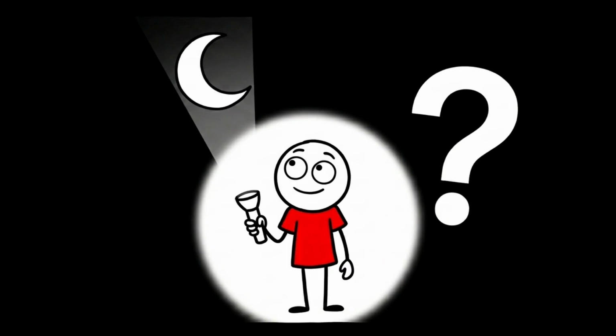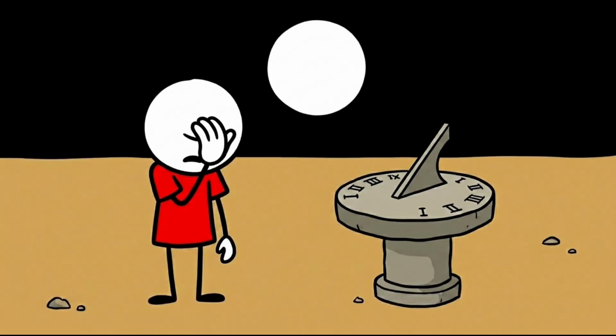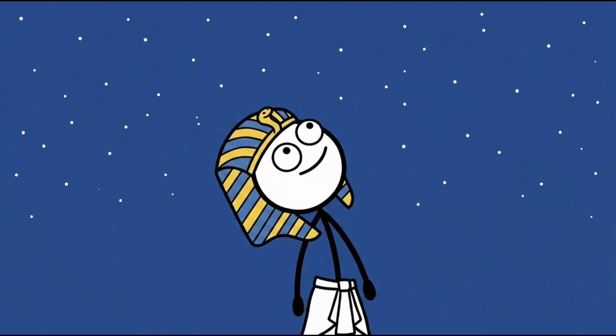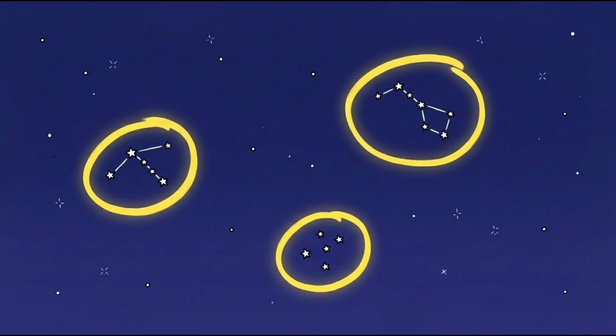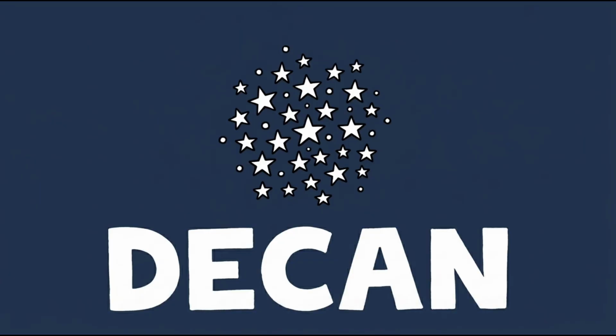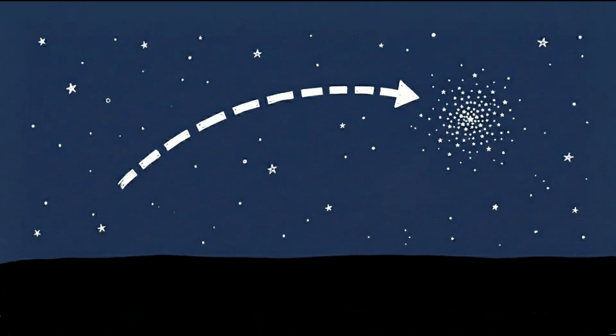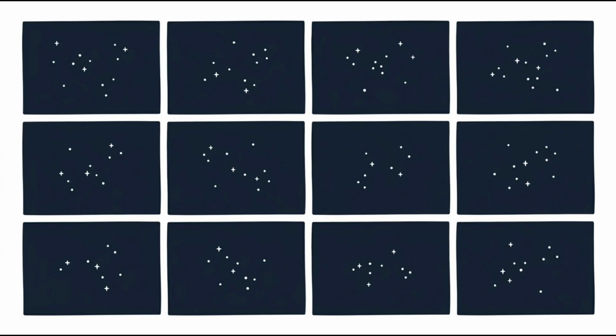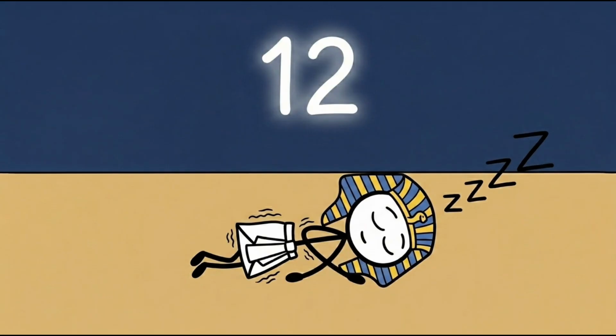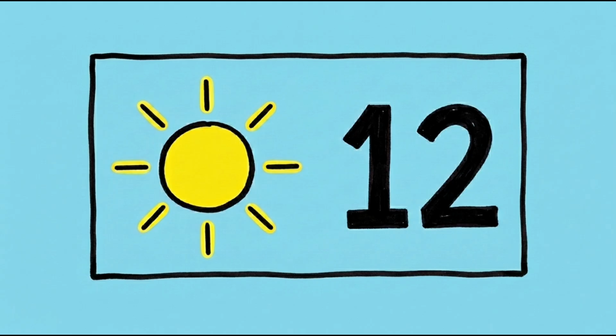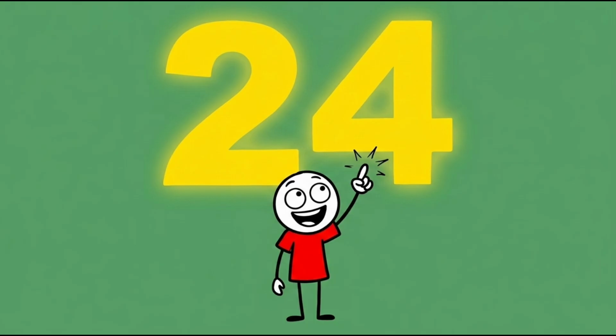But what about the night? Sundials do not work in the dark, so the Egyptians looked at the stars. They tracked special star clusters. These were called deacons. They watched them cross the night sky. Exactly 12 of these groups rose each night, so the night got 12 hours too. 12 hours for the day, 12 hours for the night. That makes 24 hours in a day.